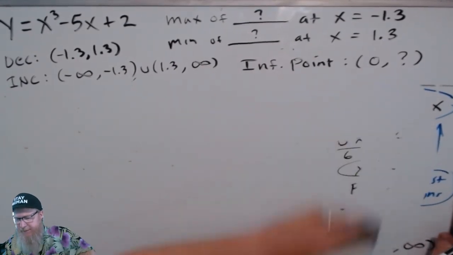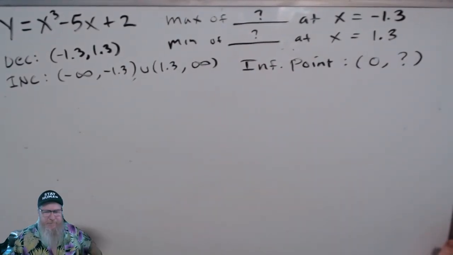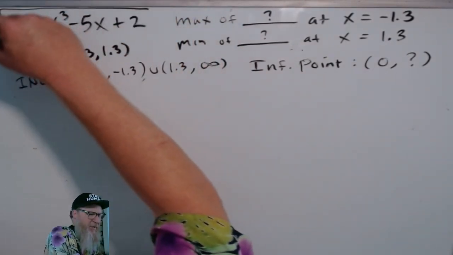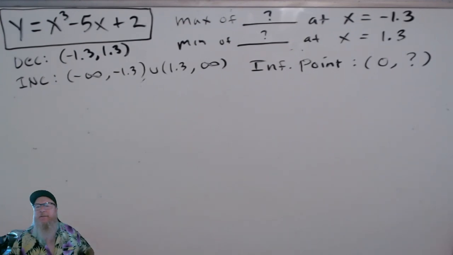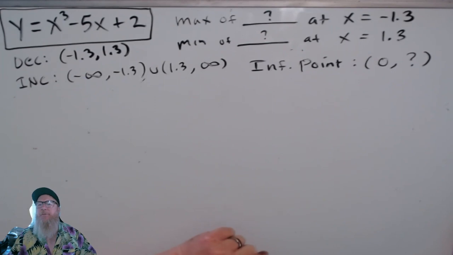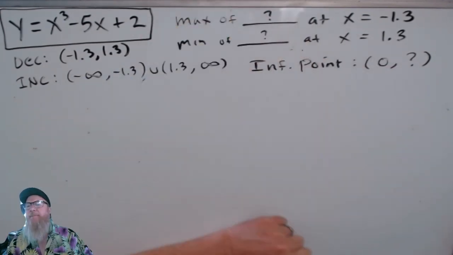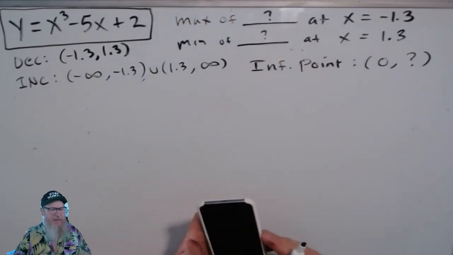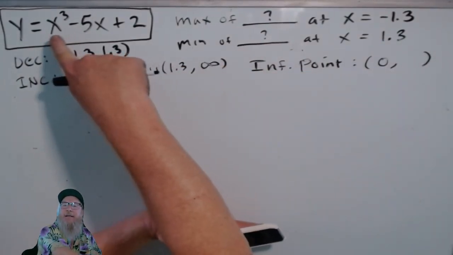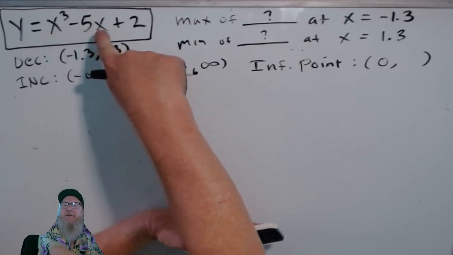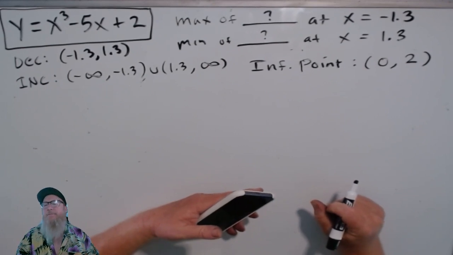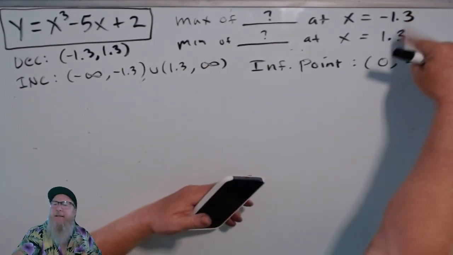So now I can erase all this. All right, once you've gotten all of your data or information from the derivatives, go back to the original function to fill in these blanks here. Probably going to need a calculator. Oh, you won't need a calculator for this one. That one's going to be easy. 0 cubed minus 5 times 0 plus 2 is just 2. Yeah, that one was easy. You'll need a calculator for these other ones.